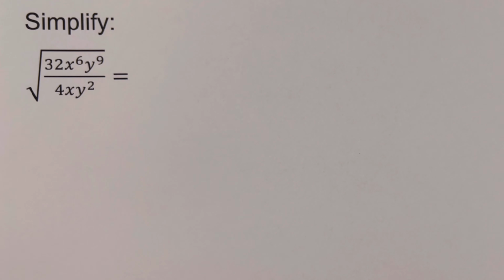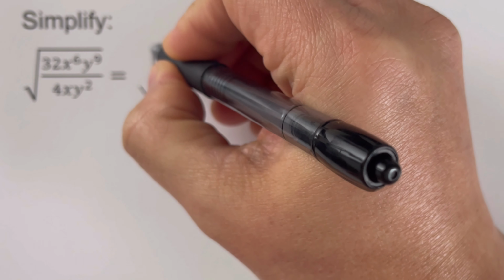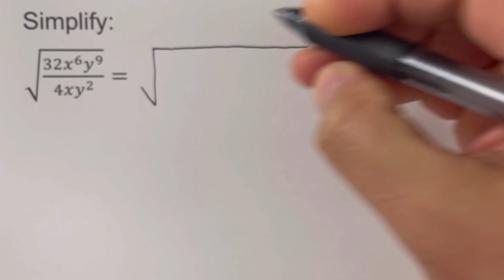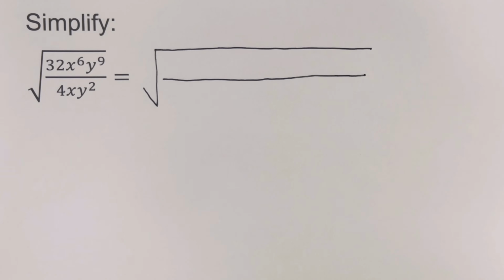Okay, so we go over the problem here. Again, in order that we can simplify this, the first step is to expand the given expression. So I'm going to go ahead and write the radical symbol right here. And I am going to expand the numerator and the denominator. So this is how it's going to look.